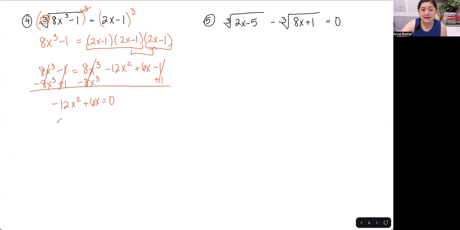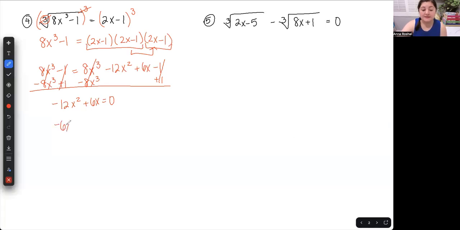In this case, I can factor out -6x and be left with 2x minus 1 equals 0. Set each of these parentheses equal to 0, just like you would in any normal factoring problem. You'd get x is 0, and then in here you'd get 2x minus 1 is 0, so 2x is 1, so then x is 1/2.